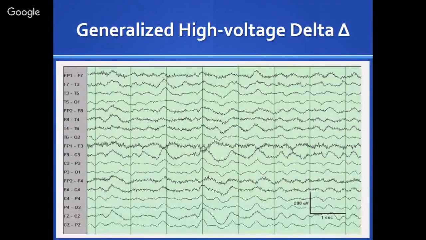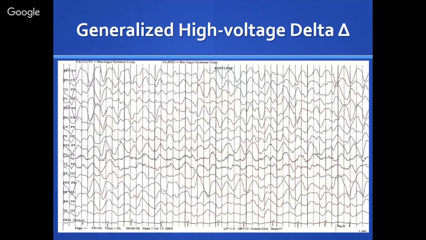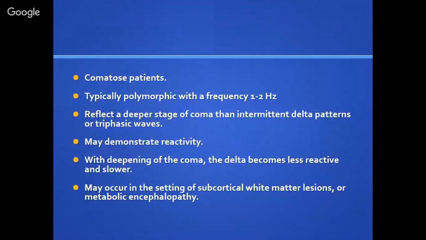This is the delta that we talk about and see frequently, right? High voltage delta is another example. We were saying deep white matter lesions. We were talking about deep structural lesions when we see arrhythmic delta activity like that. So obviously comatose patients show frequencies of about 1 to 2 hertz. This is the high amplitude slow delta. You could still have reactivity, and with deepening of the coma, the delta becomes less reactive and slower.